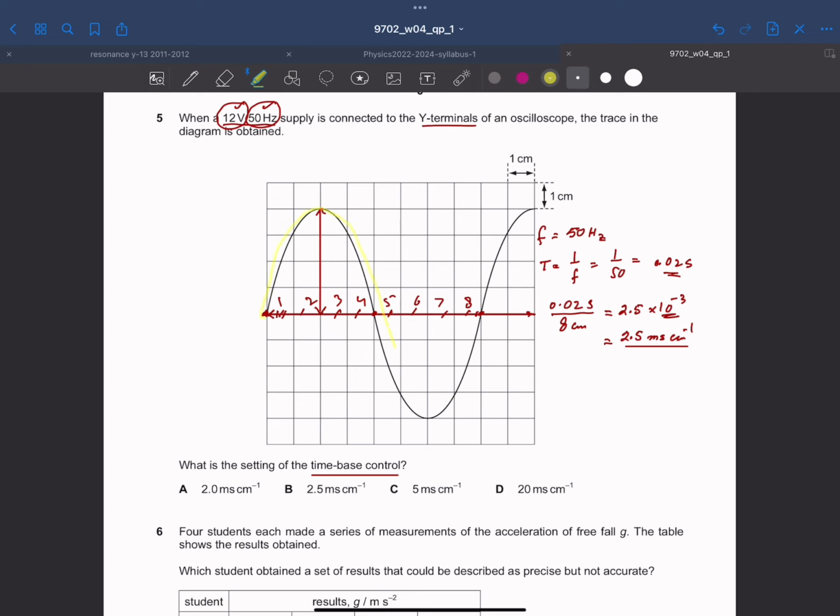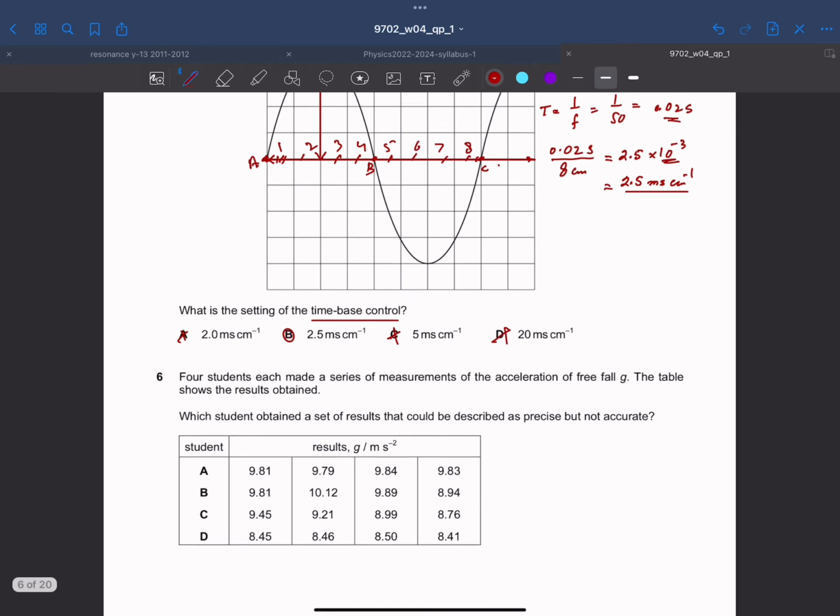Basically this shape is given, and here you have the complete wave from point say A, B, C. So from point A to C you will have a complete wave, and with the help of this information or this diagram you are getting the information that the time base is nothing but 2.5 millisecond per centimeter. The rest of the options are of course not right, not correct. So be careful.